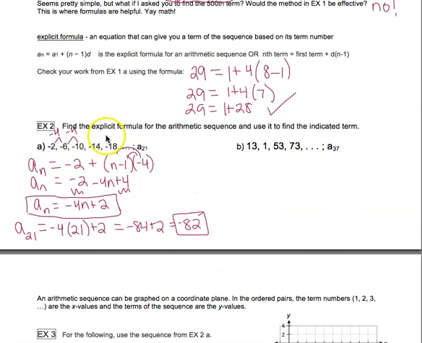Okay, I want you to follow what I did here, and I want you to go ahead and write the formula, the explicit formula, the a sub n, for what we have in example B.